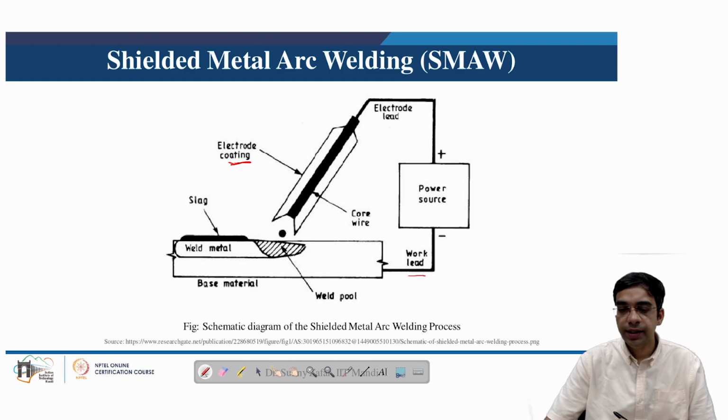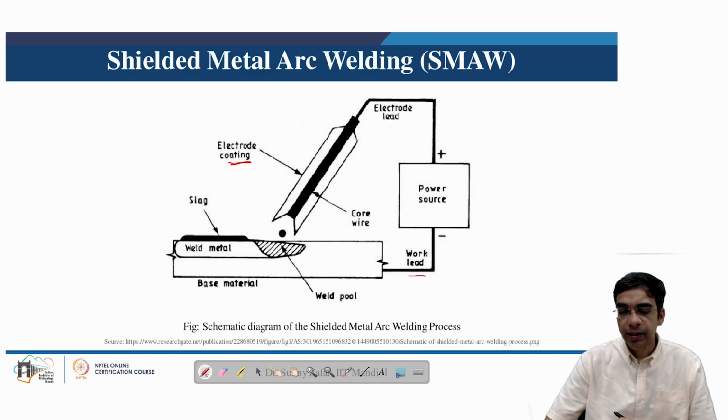And here an arc is generated between the electrode and the workpiece, and this arc subsequently consumes the electrode by providing the liquid metal, which will fill in the gap, or provide a layer of this liquid metal on top of the workpiece. The electrode in this process gets consumed, so that is why it is also known as one of the consumable electrode types of welding process. The electrode coating around the core wire or the electrode wire provides the generation of several shielding gases, thereby preventing any oxidation in the weld zone.